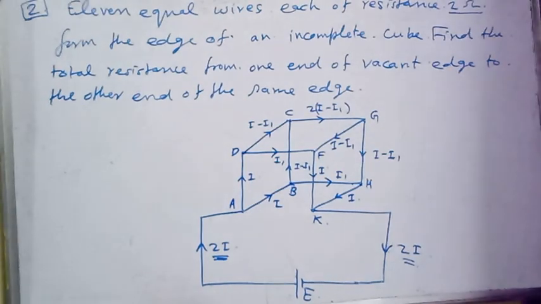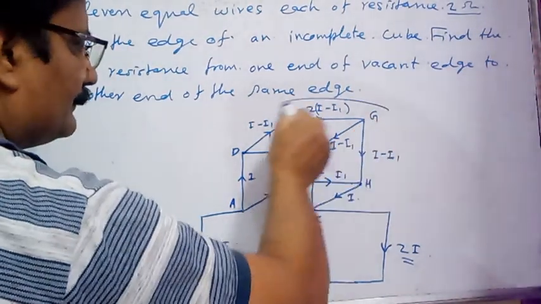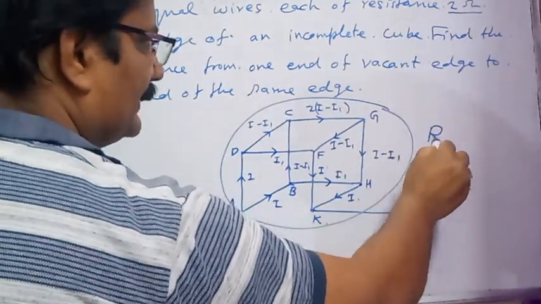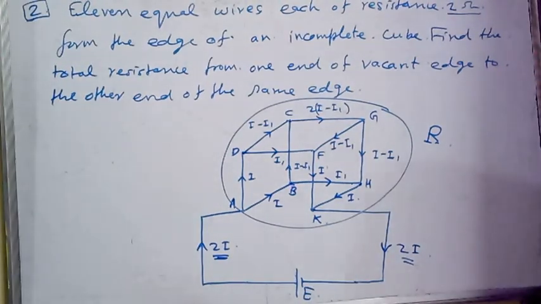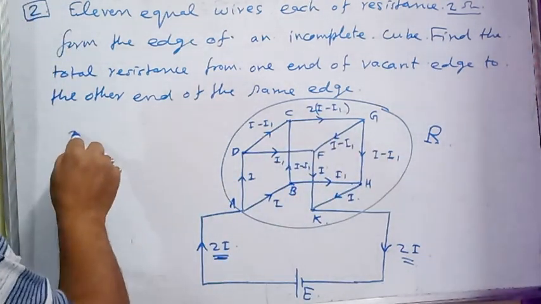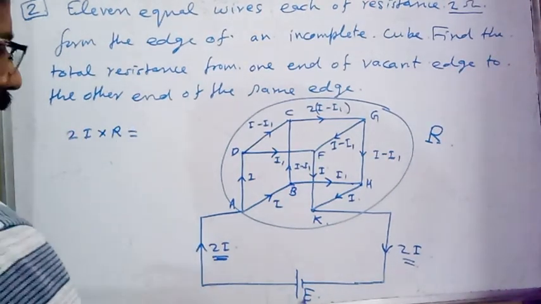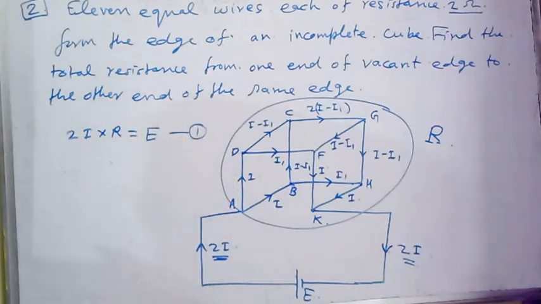To solve this question, consider the total resistance of this cube to be R, and the current flowing through the cube is 2I. So the product of the total current flowing through the cube and the resistance is 2I multiplied by R, which is equal to the EMF of the cell, E. Suppose this is equation number 1.